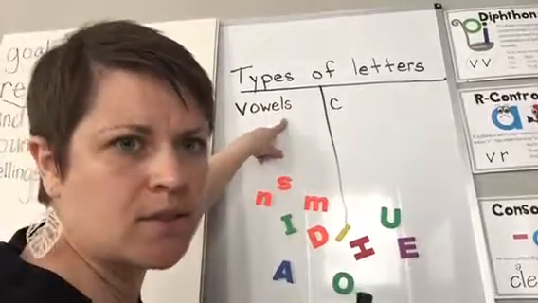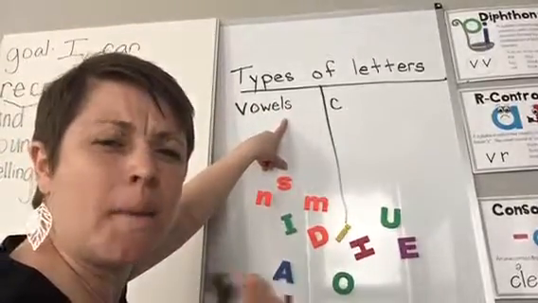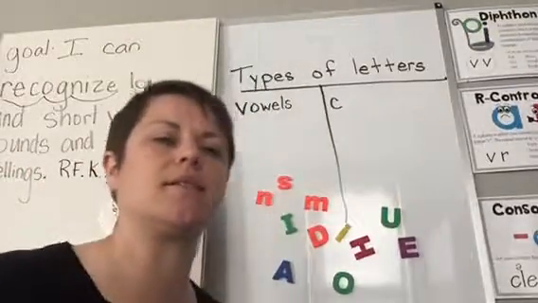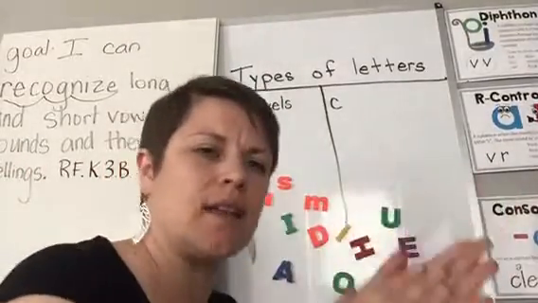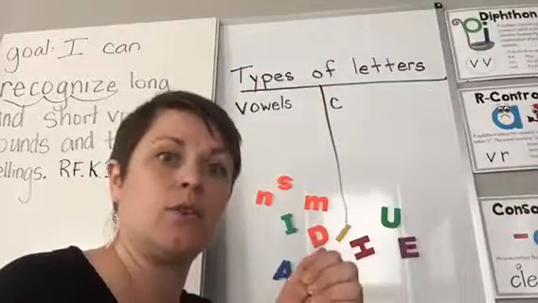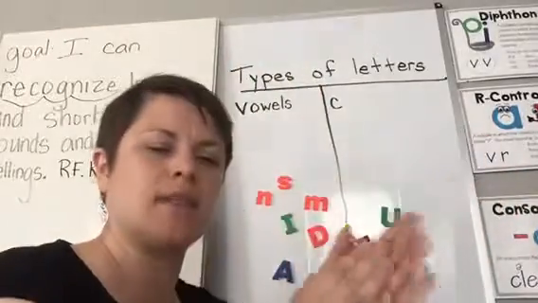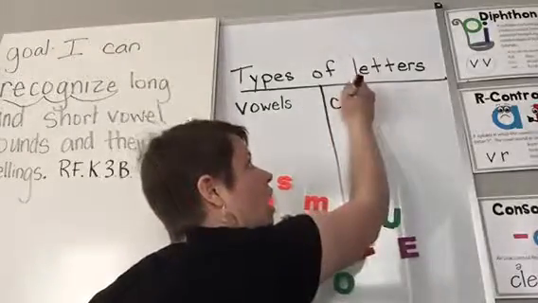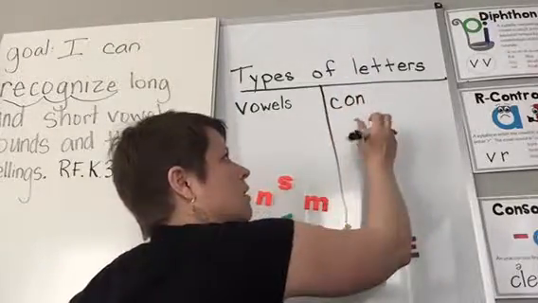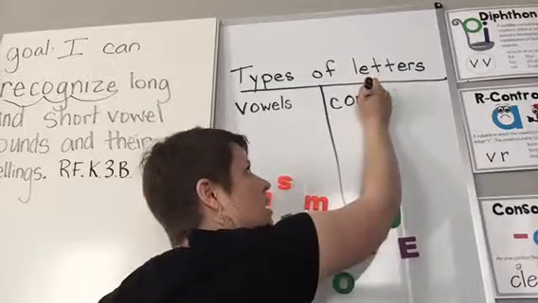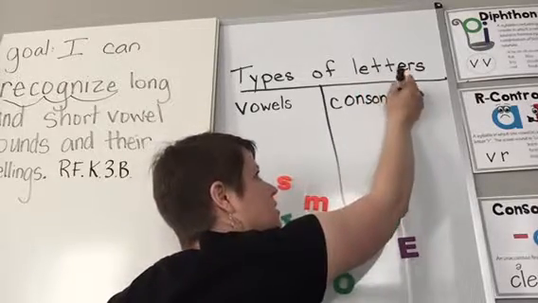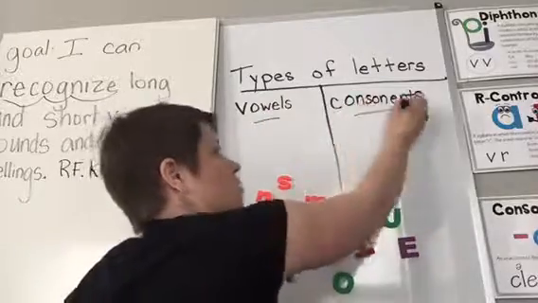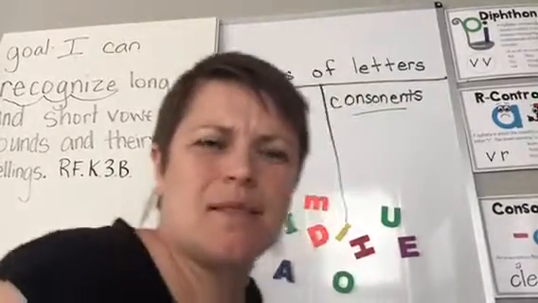We have vowels, and the other letters are consonants. Say that word with me, and let's break it into syllables. Consonants. Do it again. Consonants. Let's spell it. Con. N. Consonants. Vowels and consonants. So let's talk about vowels and consonants.